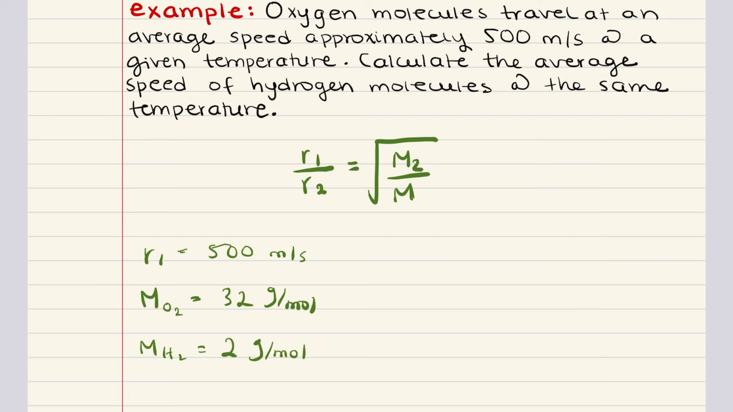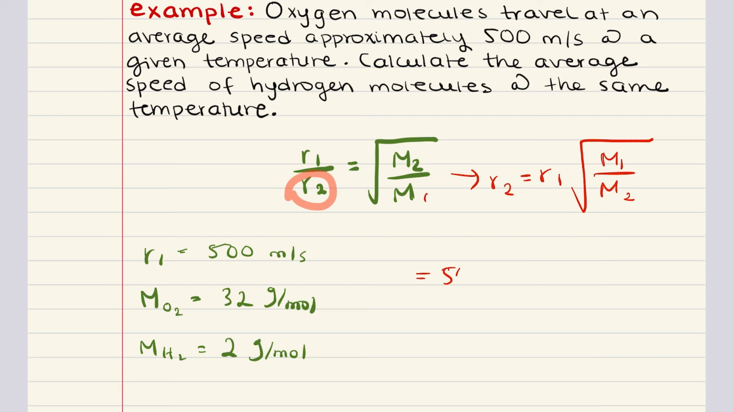Now we have 3 out of the 4 variables. We can solve for the average speed of hydrogen by solving for R2 here, considering the 1 relates to oxygen, the 2 relates to hydrogen. So if we are solving for R2, we can rewrite our expression so that R2 is equal to R1 multiplied by the square root of M1 over M2. And we can just go ahead and plug in these values.